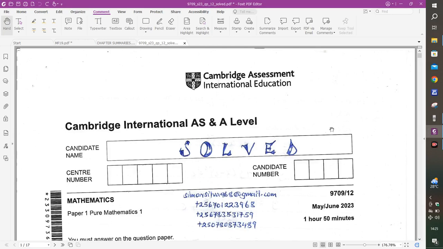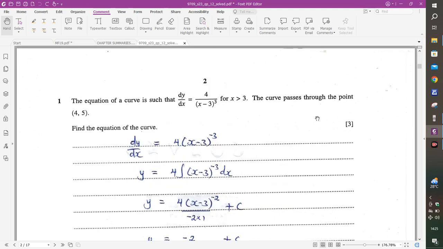We are going to pass through Cambridge International AS and A-Level Pure Mathematics 1 for May-June 2023, paper 1-2. Question number 1: the equation of a curve is such that dy/dx is equal to 4 over (x minus 3) to the power of 3, for x greater than 3. The curve passes through the point (4, 5). Find the equation of the curve.